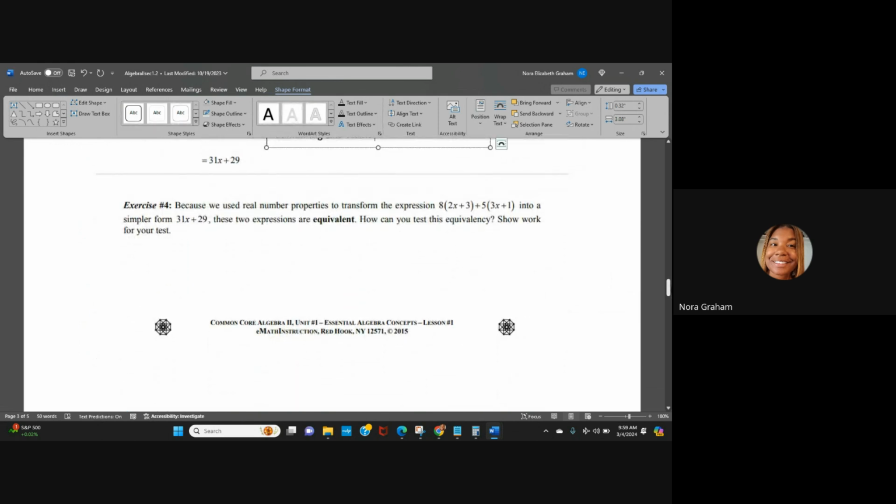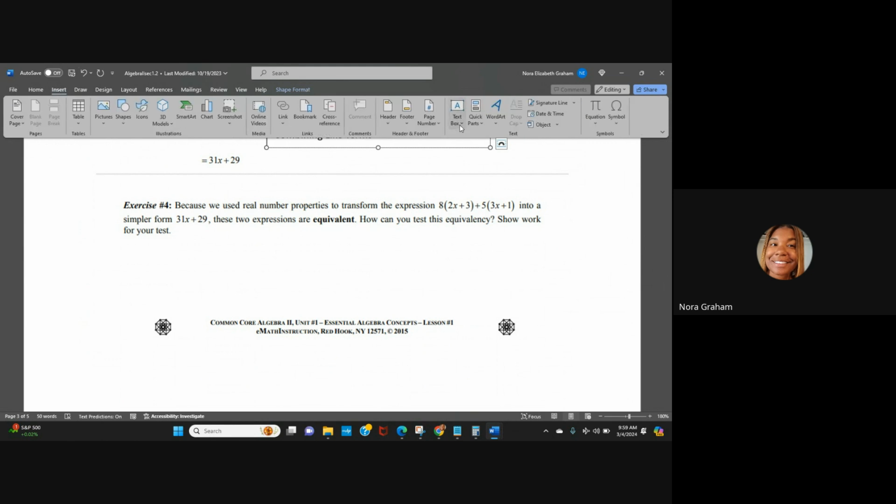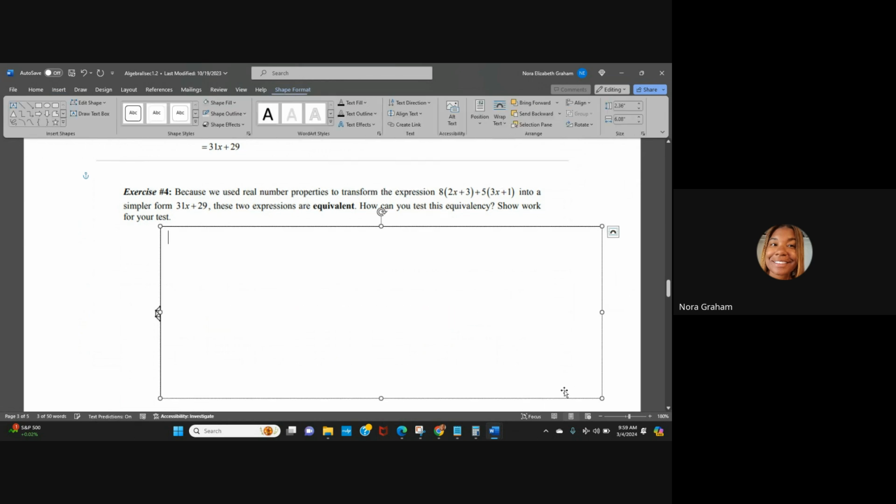All right, let's go ahead and look at this last one. Because we use the real number properties to transform the expression 8 in parentheses 2x plus 3 in parentheses plus 5, start parentheses 3x plus 1 in parentheses into a simpler form, 31x plus 29. These two expressions are equivalent. Remember, equivalent means the same in mathematics. How can you test the equivalency? Show your work. For this one, I'll do it in a text box. To show equivalency just basically means that they're equal to one another, okay?